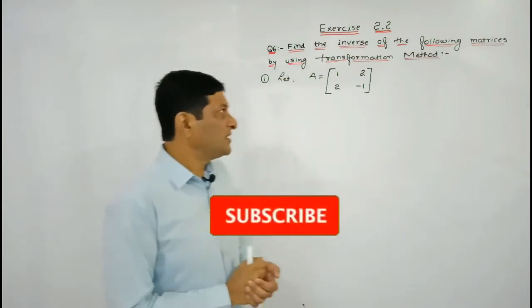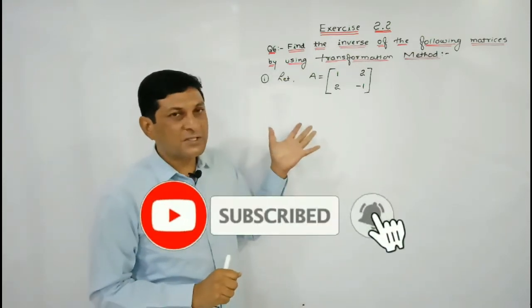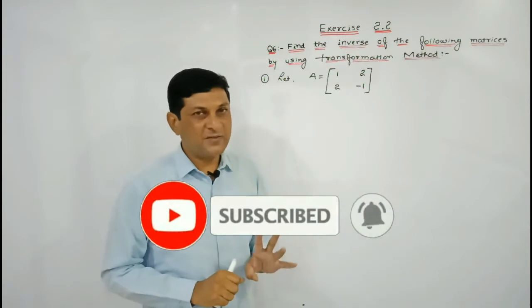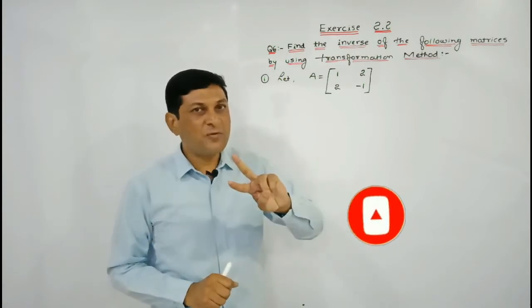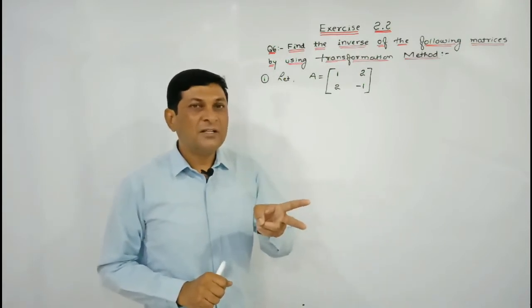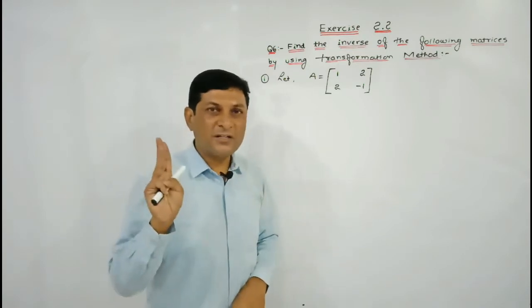So let us begin with the first example. In this question, 4 matrices are given to us. 2 matrices are of order 2 by 2 and 2 matrices are of order 3 by 3.